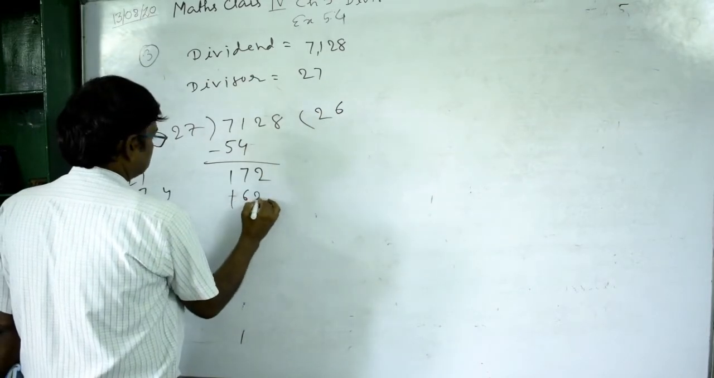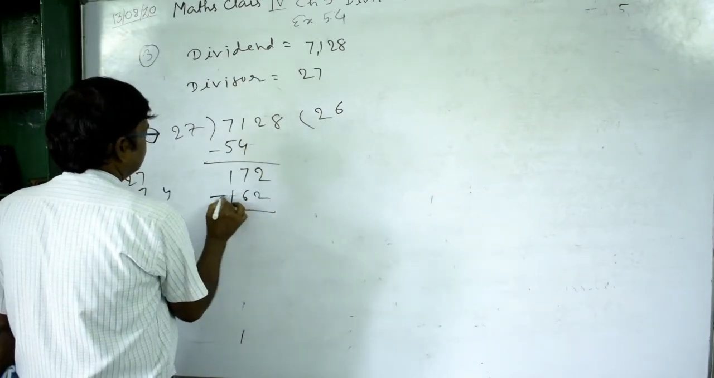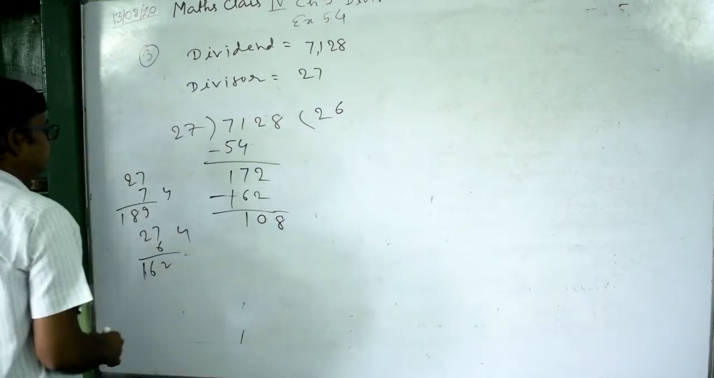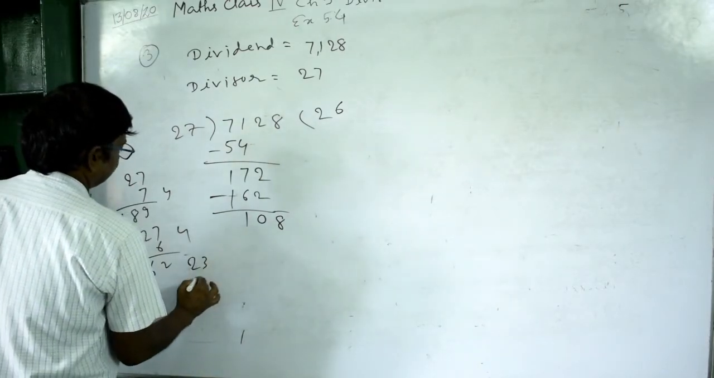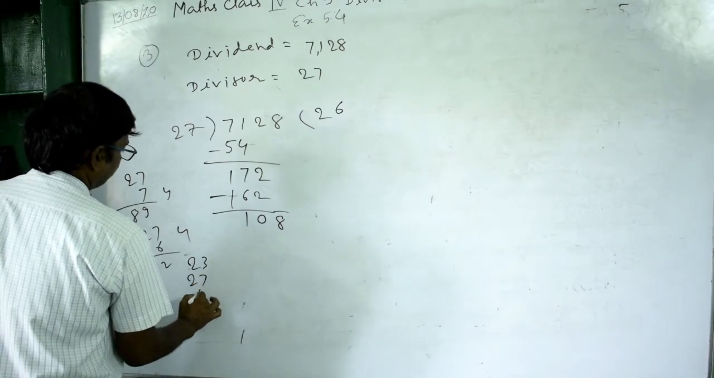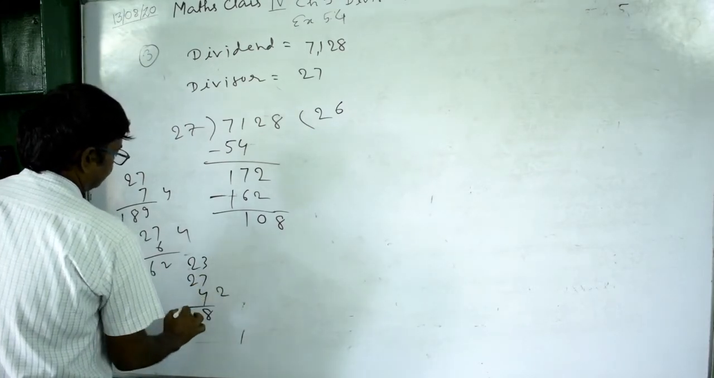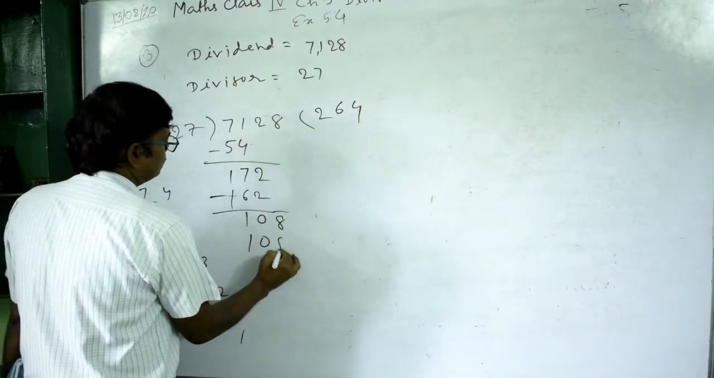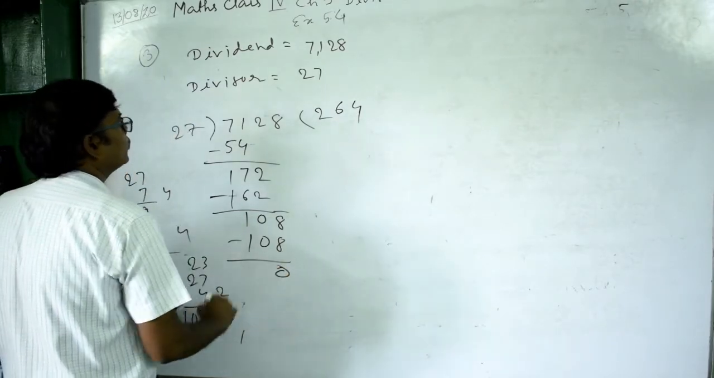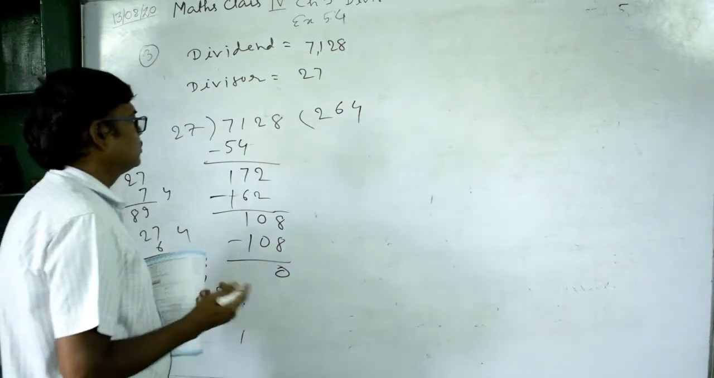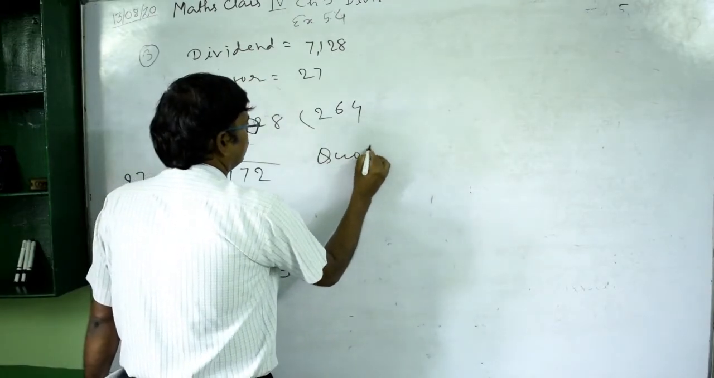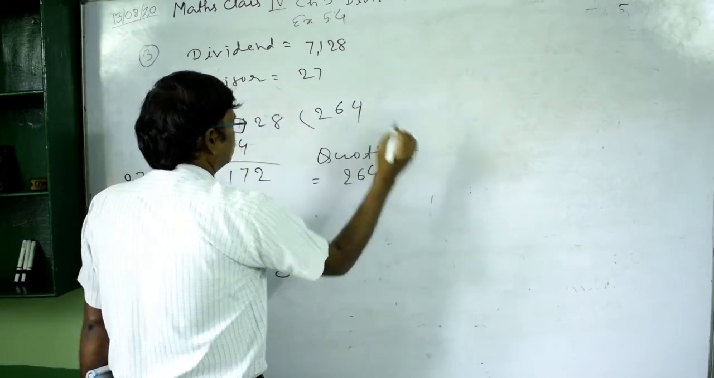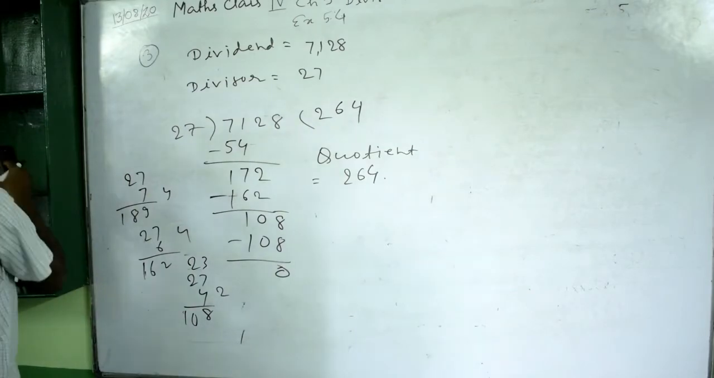Then here it will be 162. And then here it is 10, so 8 will come down. Then 27 times 4 is 108. So it will go by 4, 27 times 4 is 108. So the remainder here is 0. So we have to find the quotient here. So the quotient equals 264, which is the quotient of this question.